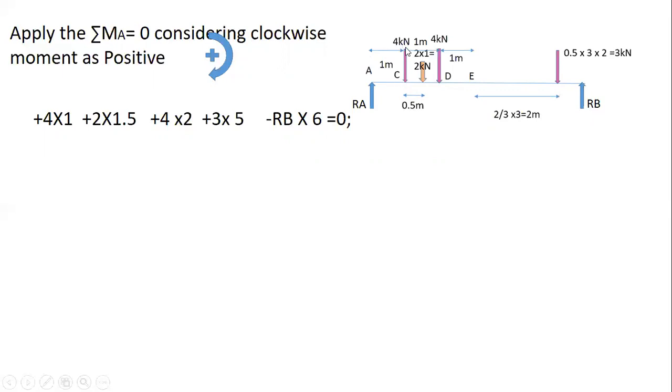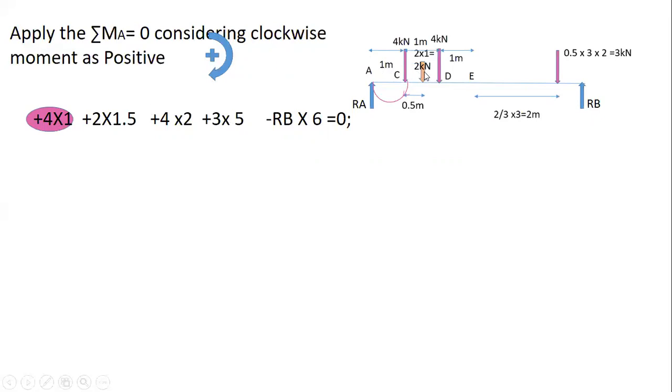Next, there is a 4 kilonewton force which is acting in the downward direction. So 4 into, what is the perpendicular distance? 1 meter. 4 into 1. This is your fixed point. This point load will try to rotate this beam in the clockwise direction. So that's why I have considered it as plus 4 into 1.